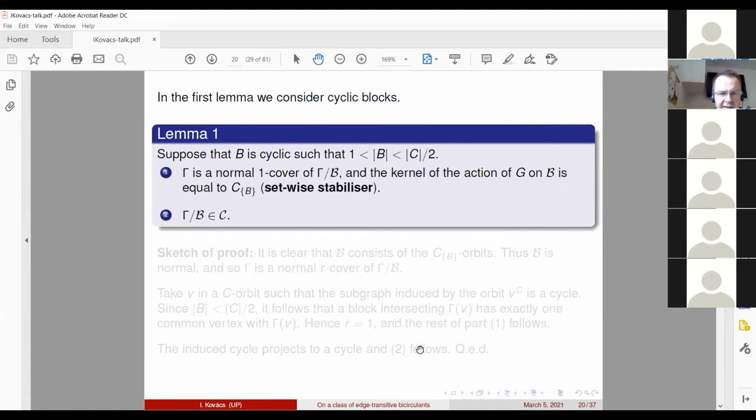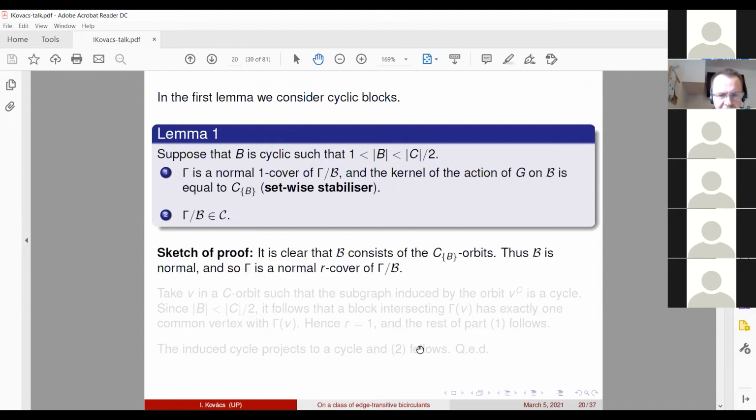In that case, it turns out that gamma is a normal 1-cover of the quotient, and the kernel of the action is nothing else but the pointwise stabilizer of the block contained in the cyclic group C. The second part says that, moreover, this quotient graph still belongs to the family. This is an important message, because under such conditions we can always reduce a graph in the family to a smaller one, and this allows, for example, an inductive proof.